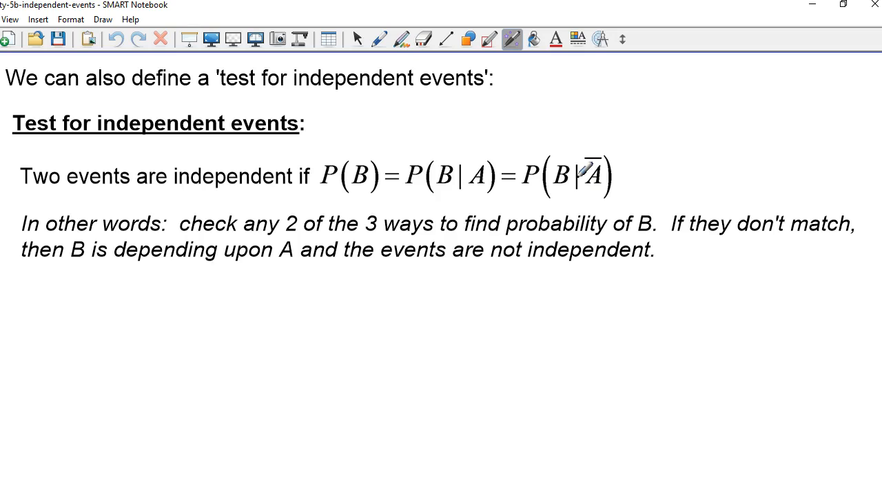Pick one of the events, find the probability of that event occurring for the entire sample space, and then find the probability of that event occurring given that the other event occurred, and see if they match. If they don't match, then that means that the event is not independent.